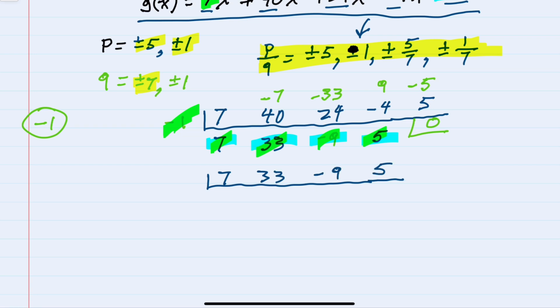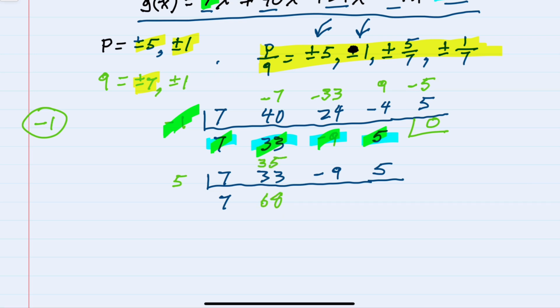And I'm going to keep trying our potential zeros labeled here as P and Q. I'll move on to our 5s. I'll first try a positive 5. Bringing down the 7, 5 times 7 is 35. Adding here gives me a 68.